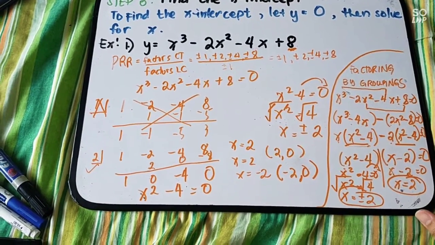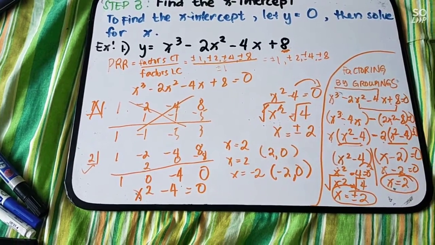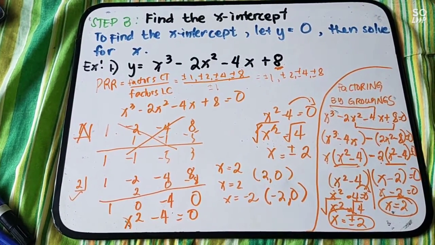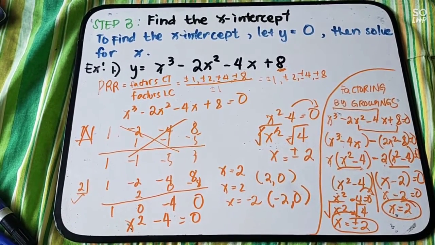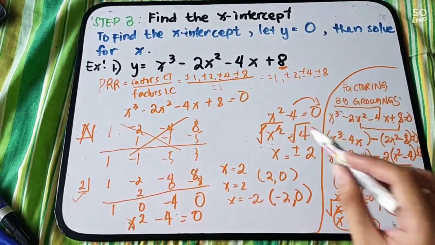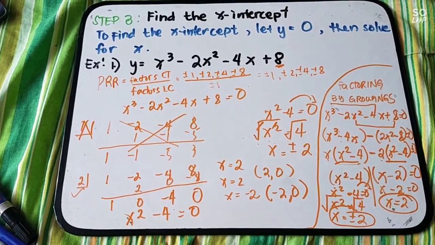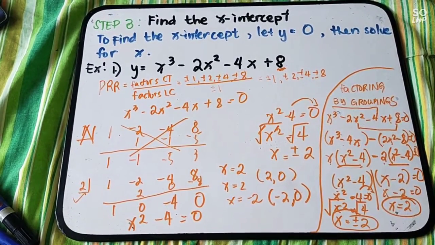So, bahala ka. Pwede kang mag-synthetic division or by using factoring of groupings. Is it clear? So, that is how you are going to find for the x-intercept kapag ang given polynomials mo ay hindi nasa factored form. Okay? Okay, let us have the factored form example.